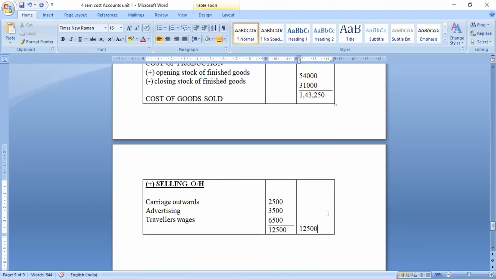Selling overheads added to cost of goods sold, you will get, so 12,500 added. So that will be 1,55,750. Okay, so 1,43,250 plus selling overheads 12,500 added, it is 1,55,750. So this will be called as total cost.